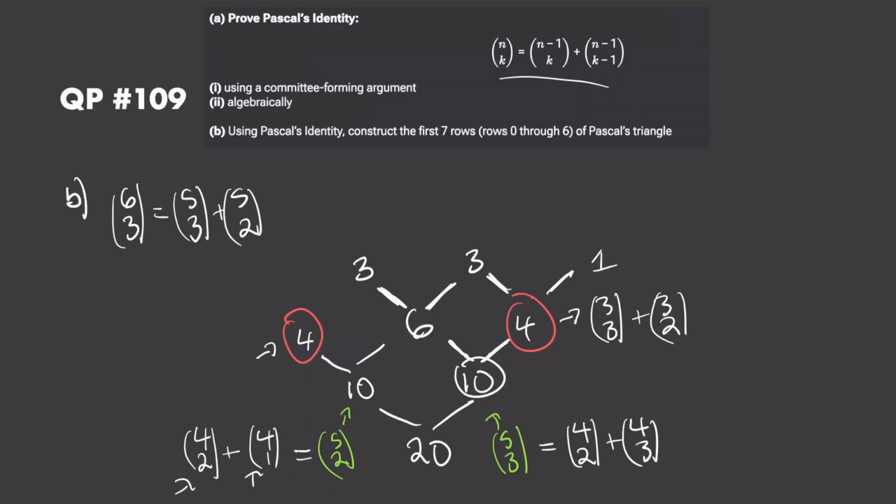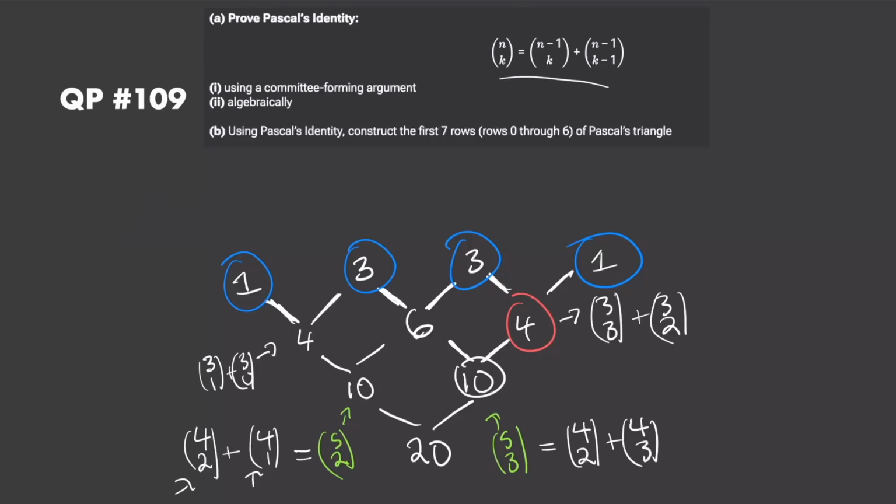Now this term over here, which was my 4 choose 1 term, I can break that down into 3 choose 1 plus 3 choose 0. I already wrote out my 3 choose 1 term over here, so it's going to draw from this one, and then 3 choose 0, which we know is equal to 1. This is 3 choose 0, 3 choose 1, 3 choose 2, and 3 choose 3 right here.